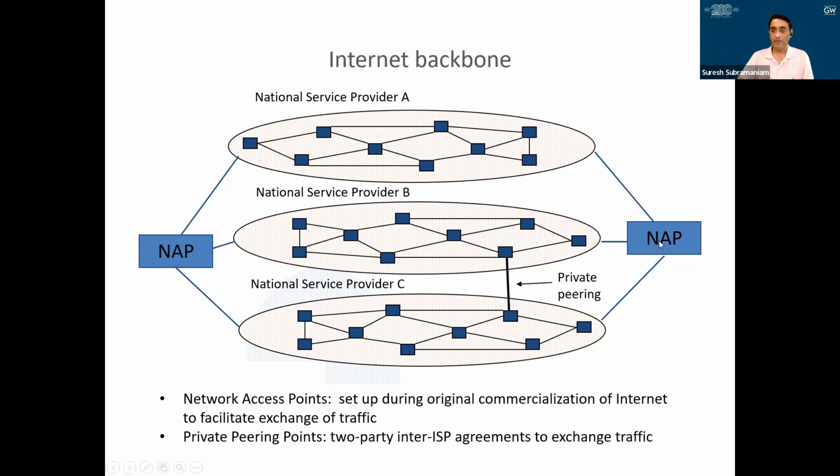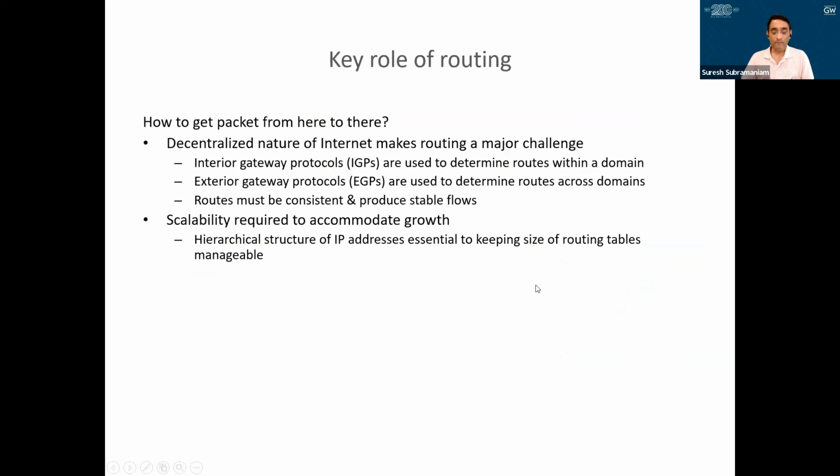Okay. And that is done through network access points. There are some special points called network access points where multiple service provider networks come together and connect to each other. Besides these common network access points, you can also have a two-way, meaning just two-party, connectivity. So, for example, here service provider B and service provider C are connected through this link right here, which is called a private peering point. Okay, so this is how the network is connected.